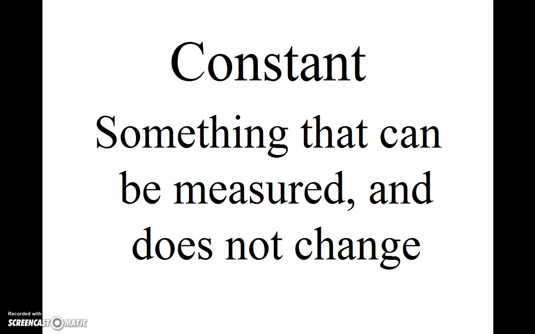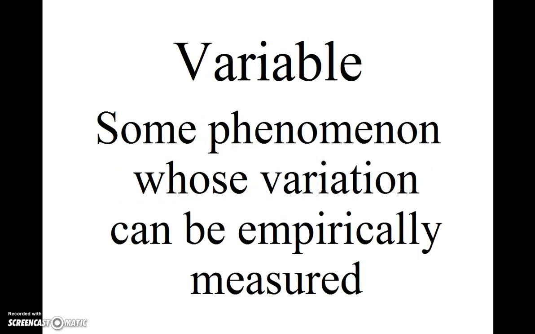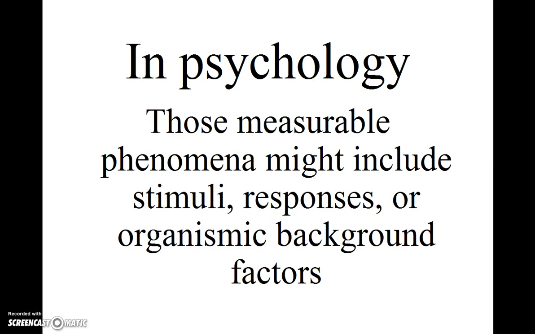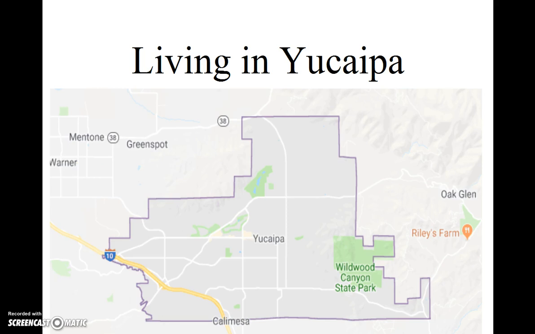A constant is something that can be measured, but does not change from person to person. A variable is some phenomenon whose variation can be measured empirically. In psychology, the scientific study of behavior, those measurable phenomena constituting relevant variables might include such things as stimuli, responses, or background organismic factors. For example, we could ask each person in our survey, "Do you live in Yucaipa?"